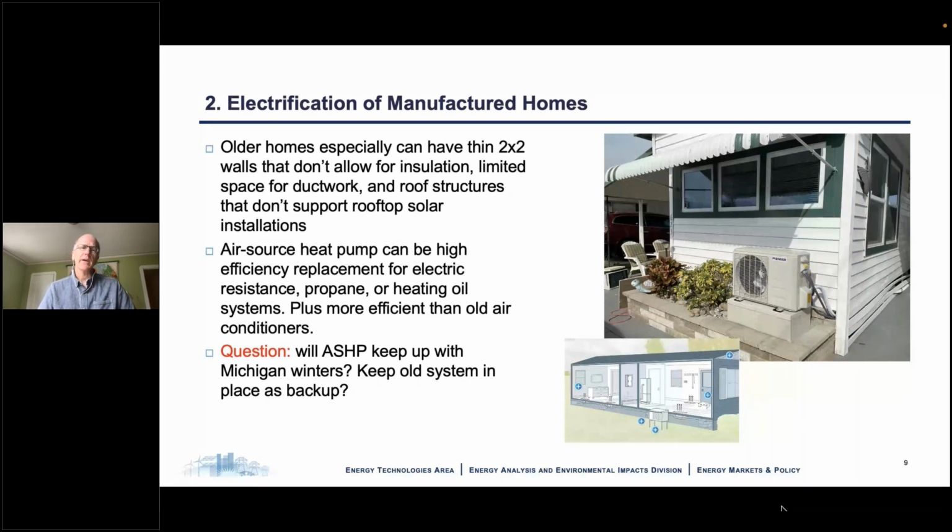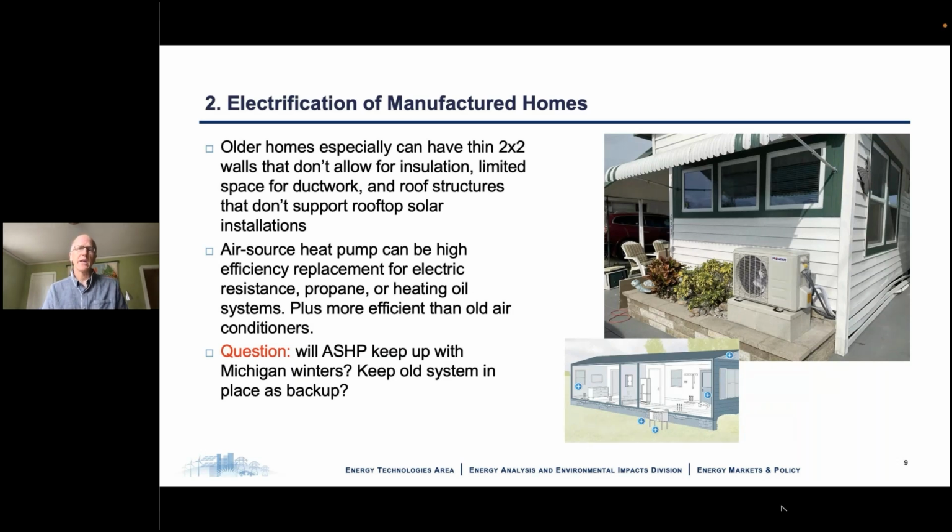So this can be a high efficiency replacement, especially for homes with electric resistance heating, which can be very expensive, baseboard heating. Homes with propane or heating oil, those are also high cost heating sources. It's not very effective in replacing natural gas. If you have a mobile home community served with natural gas, you're not likely to save money switching to a mini split and to electricity.